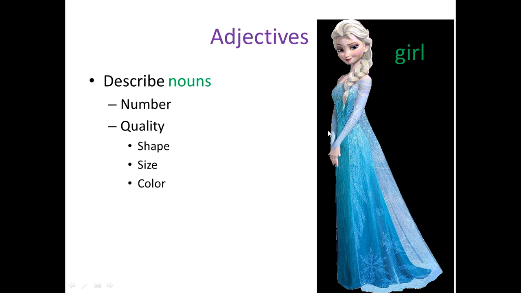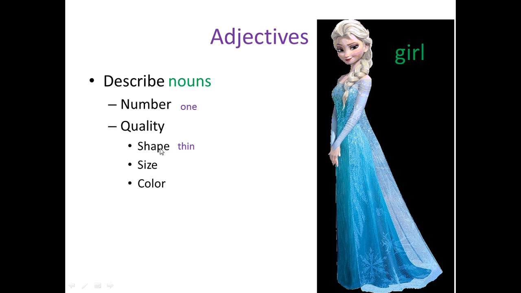Let's look at, from the movie Frozen, this girl. We're going to describe this girl using some adjectives. We could say, how many girls? Well, just one girl. The word one is an adjective because it describes how many, or this girl.